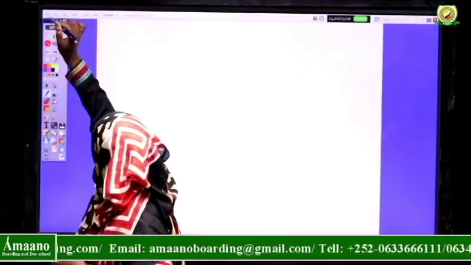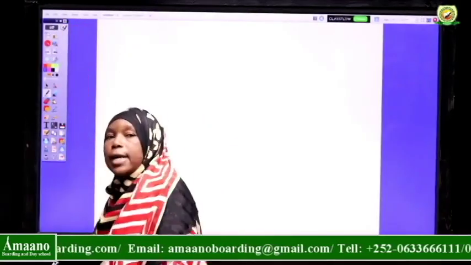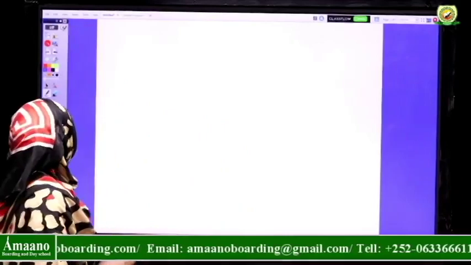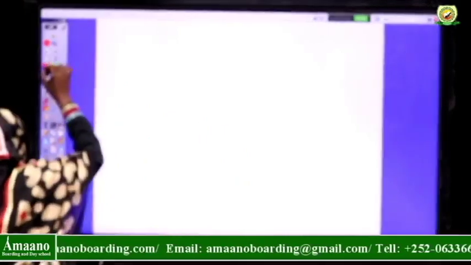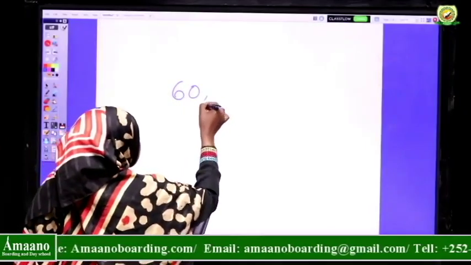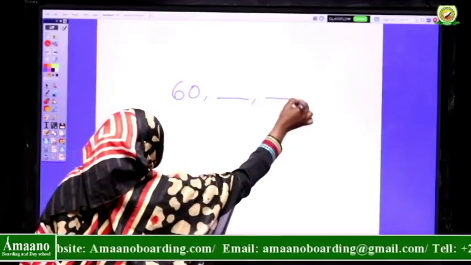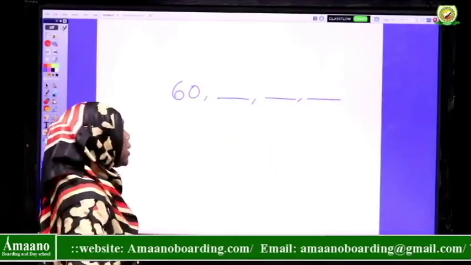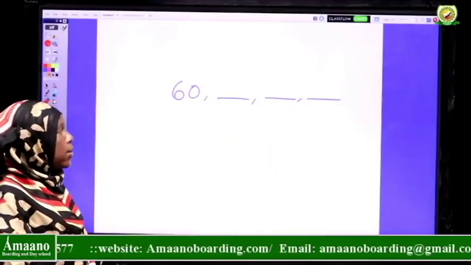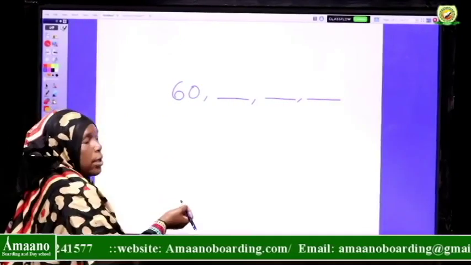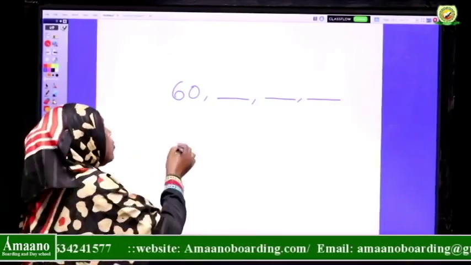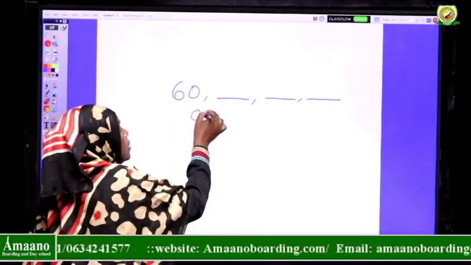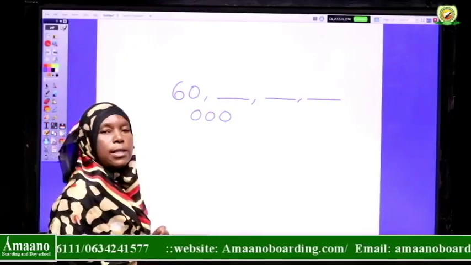Let's go back there. So we have the last answer was 60. So if the last answer was 60, let us move on. We have 60, and then it was comma, dash, comma, dash, comma, or maybe another dash. So for us to be able to get to the next answer, what are we supposed to do? We just take 3. Remember, we are counting in 3s. We add 3. That is 1, 2, 3. The last one is 60 there.